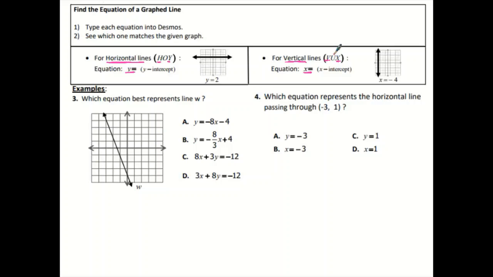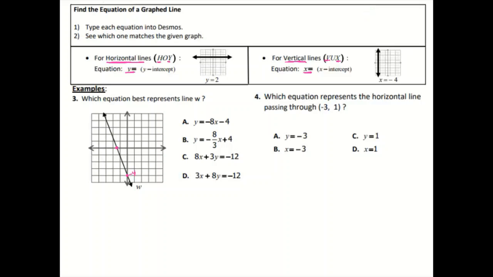So let's take a look at these examples. It says, which equation best represents line W? So here we have line W, and I want to see which one of these best represents it. So I'm going to take a look at line W and just notice some features about it. I have like an x-intercept here. It's in between -1 and 2. My y-intercept is down here, 1, 2, 3, at -4. So I'm just noticing some things about the line so I can match it with one of these.